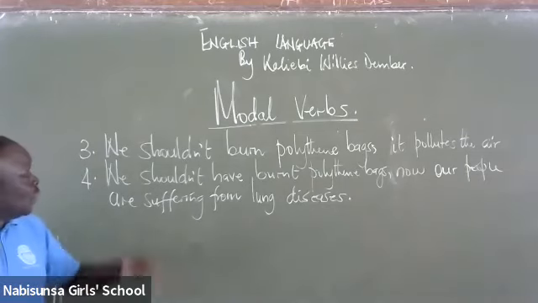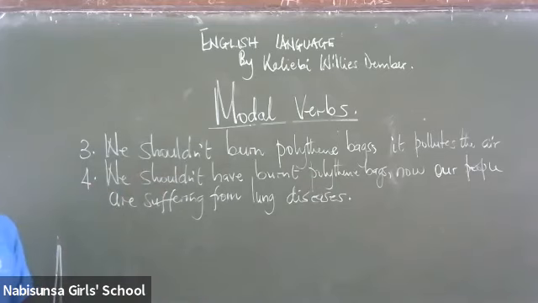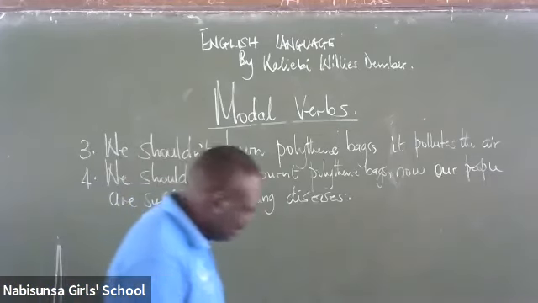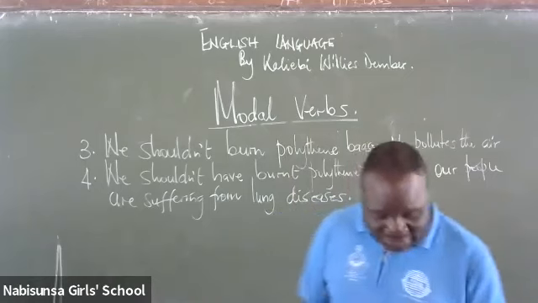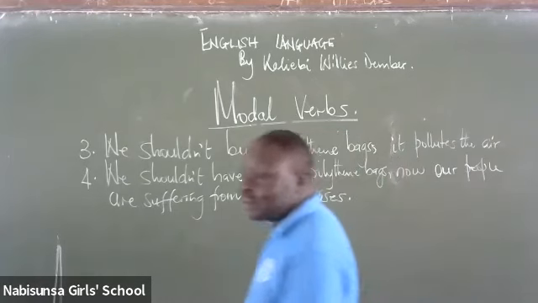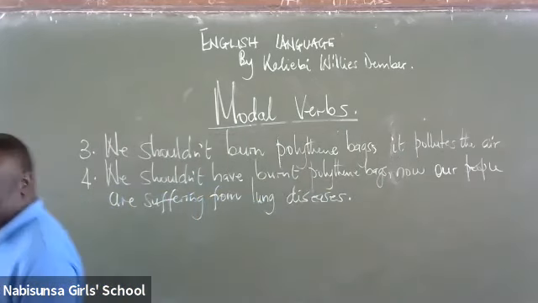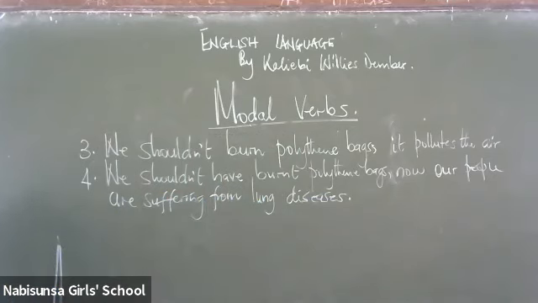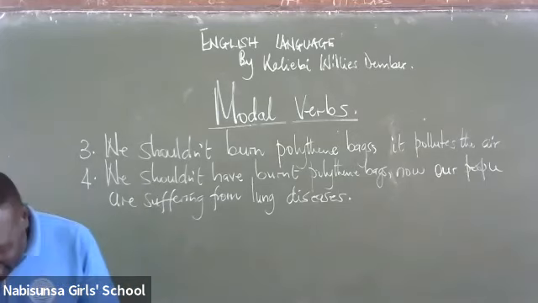So if we look at the two sentences again, number 3 and number 4, who can tell us which one is a piece of advice? Of the two, which one is a piece of advice? Number 3. Thank you very much. Why is number 4 not a piece of advice? Because it has already taken place. It has already happened. Great.